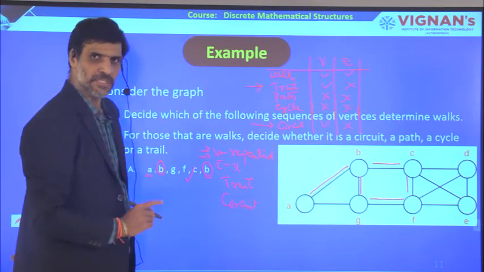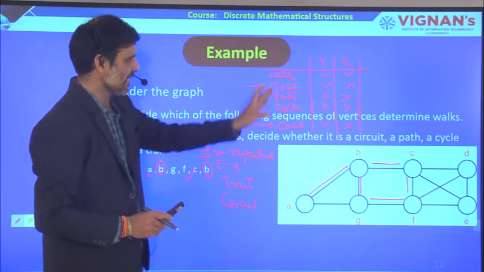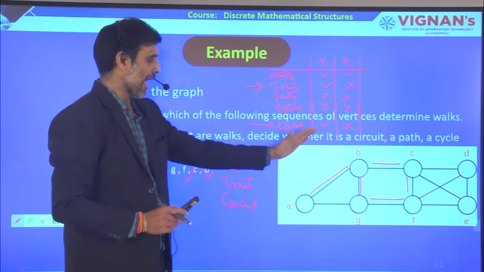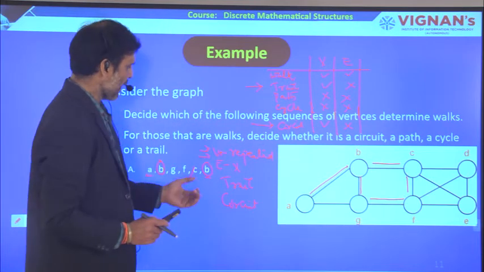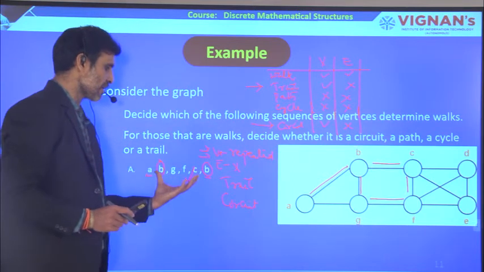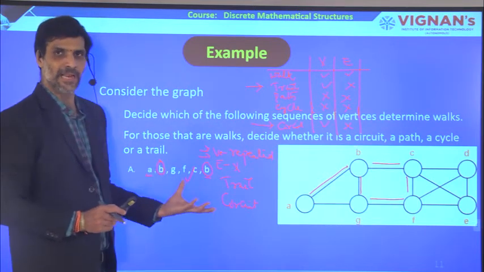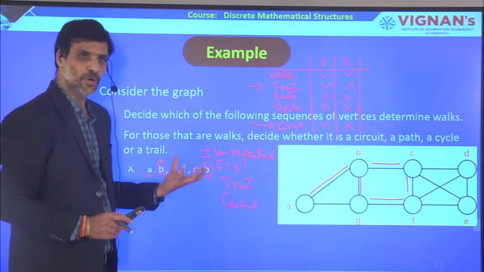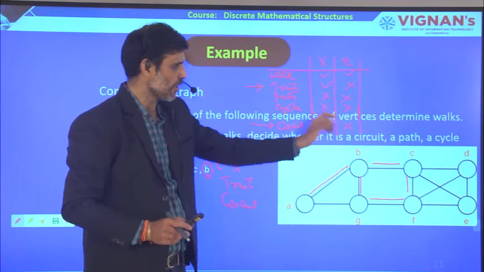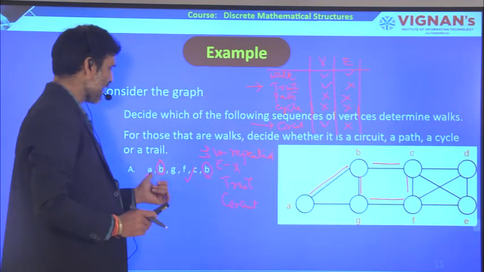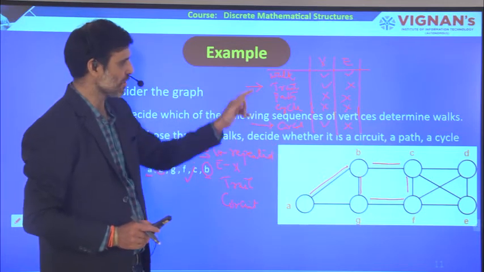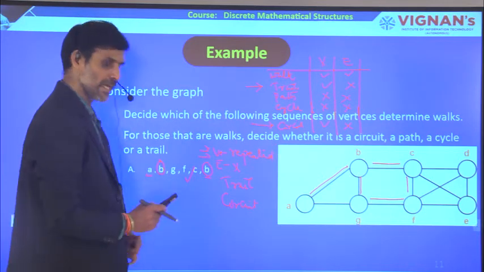Like that you need to decide. If you quickly remember this particular table and the definitions, by using this table I can clearly say that this particular walk is a trial. It is not a circuit. Why? Because even though vertices are repeated and edges are not repeated, the start and end vertices are not the same, which is a condition for a circuit and which is not a condition for a trial. Therefore, it is a trial.